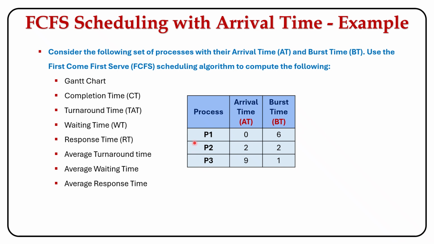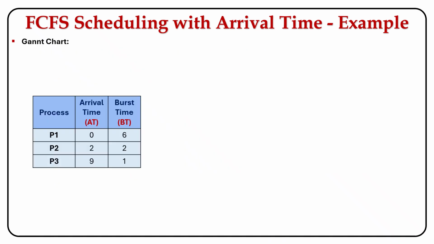Let's consider the following set of processes with their arrival time and burst time. Using the first come first serve scheduling algorithm, first we can draw the Gantt chart, then we can compute completion time, turnaround time, waiting time, response time, average turnaround time, average waiting time, and average response time. In our problem, we have three processes, namely P1, P2, and P3, with arrival times 0 to 9 and burst times 6 to 1 units respectively.